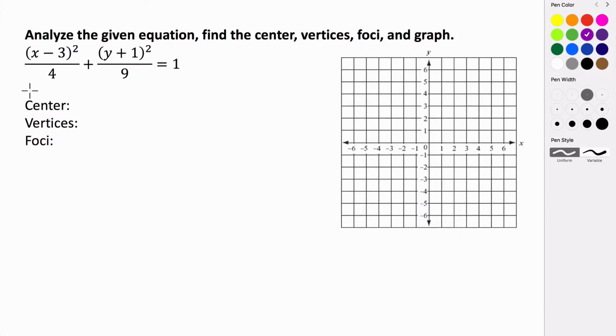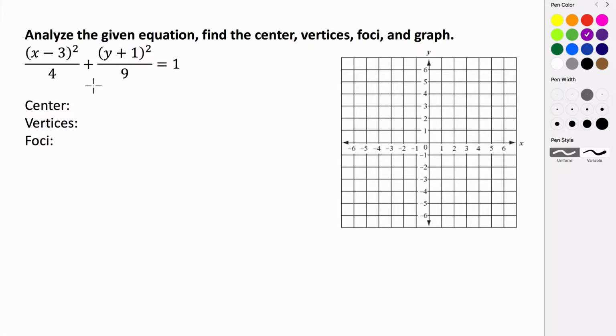For this example, we're given the equation of an ellipse in standard form, and we're asked to find the center, vertices, foci, and sketch a graph of it. So this ellipse is going to have its major axis parallel to the y-axis, and we know that because the larger value is in the denominator of our y quantity being squared.